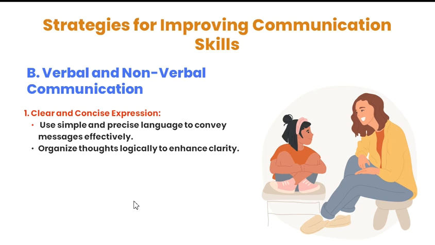So your communication should be clear and concise. Clear means there should not be ambiguity, there should not be confusion, it should not be vague. How can you make it clear and concise? Very simple. Try to use simple and precise language. Do not try to complicate it. Do not try to bring very complex vocabulary that many people do not understand. So in order to convey your ideas efficiently, use simple language.